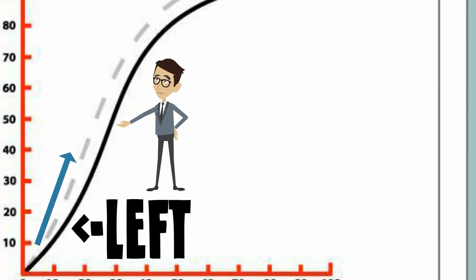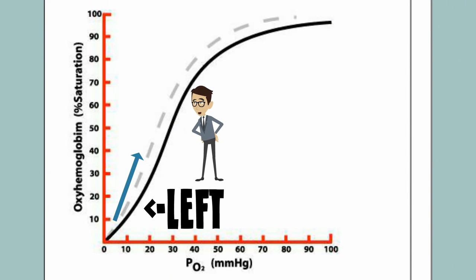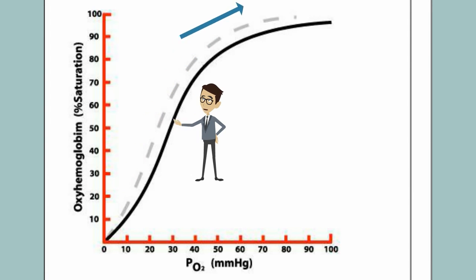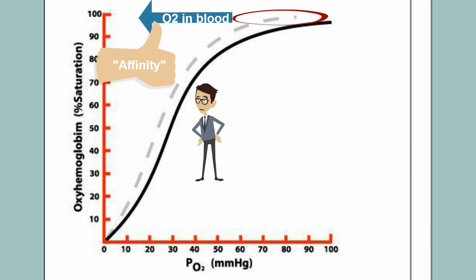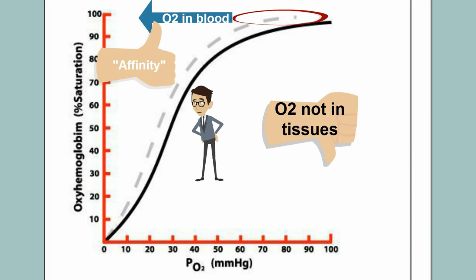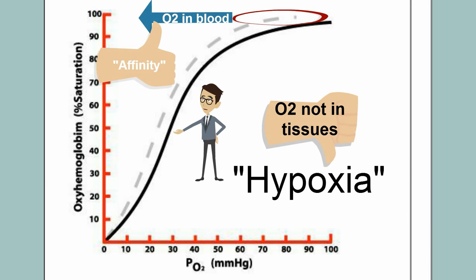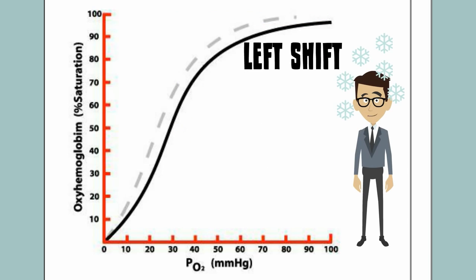But what if the graph shifts to the left? Well, if the graph shifts to the left, you will notice that one positive thing happens. The blood becomes more saturated with oxygen. However, if the oxygen is in the blood, it must not be in the tissues, and we call that hypoxia. So then, what can cause a shift to the left?